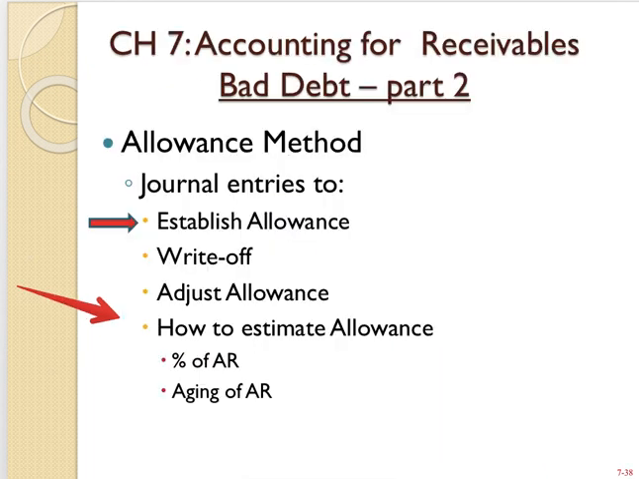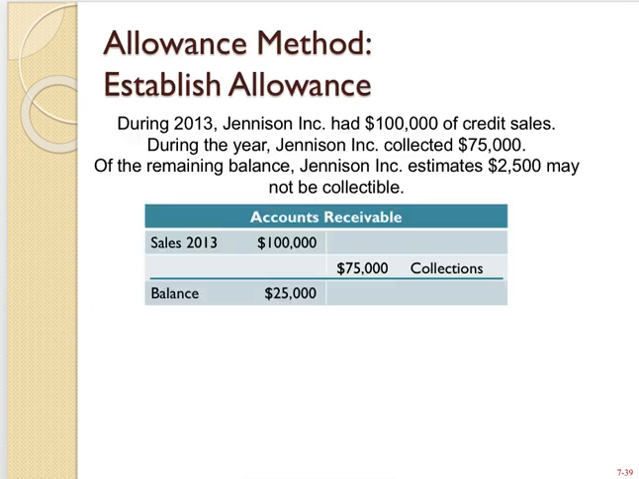So the first thing we need to do under the allowance method is to establish the allowance. And that is the first entry that we're going to learn at this time. So here's our example. It says, during 2013, Jennison Inc. had $100,000 of credit sales. During the year, Jennison Inc. collected $75,000 of those credit sales. Of the remaining balance, Jennison Inc. estimates $2,500 may not be collectible.